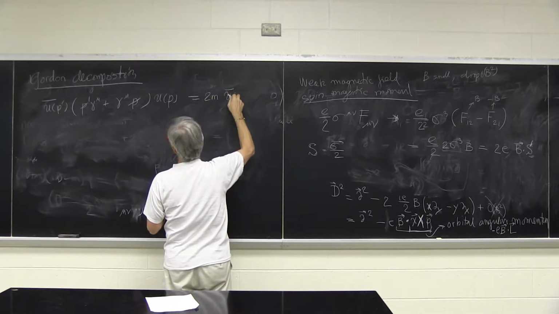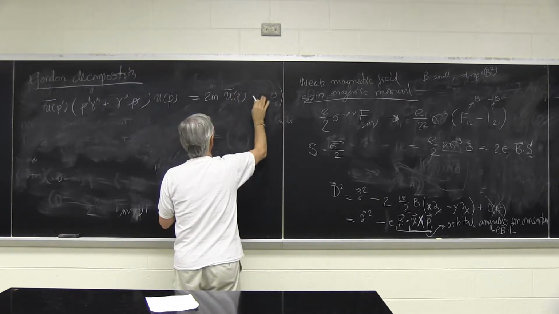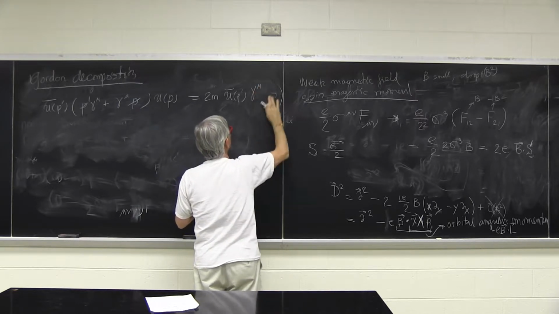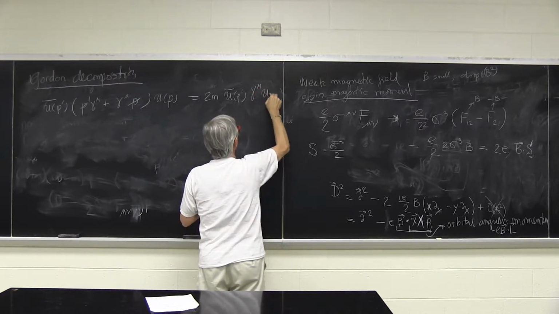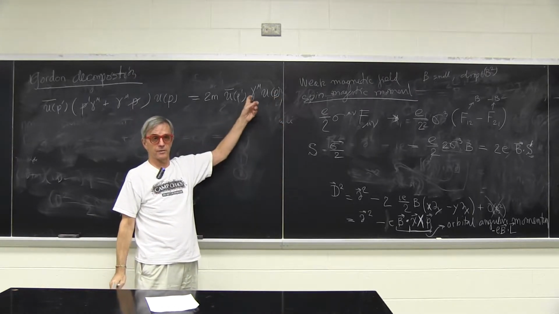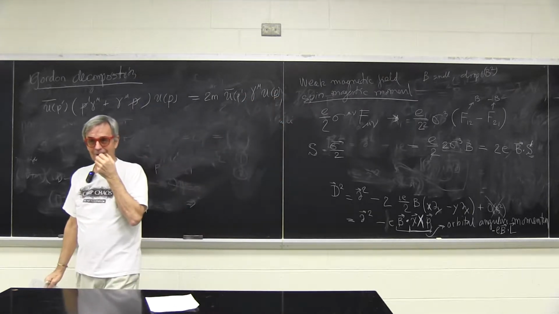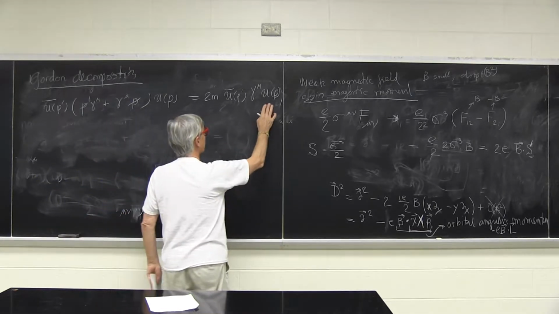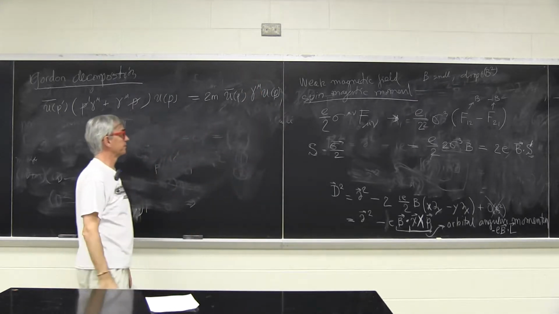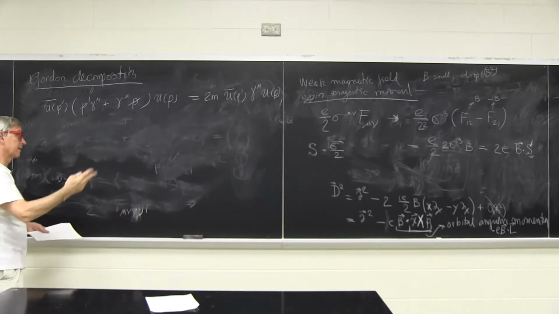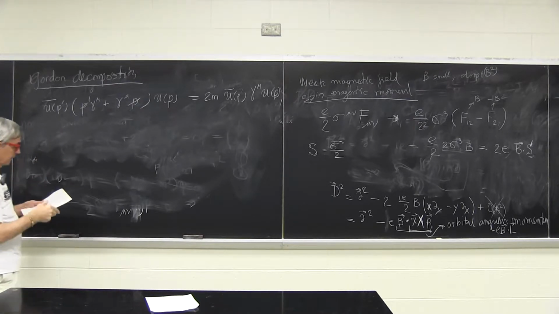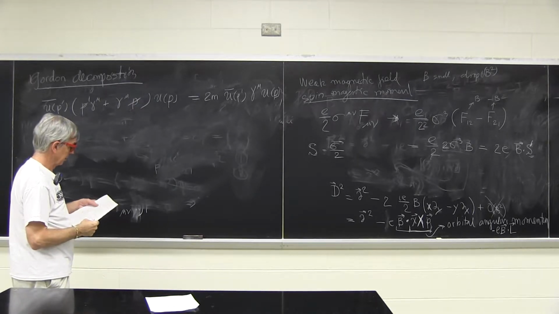u bar p prime gamma mu u p. And if you remember, this is the form that the vertex took for coupling of, let's say, positron, electron, and a gamma mu, or electron in, electron out, and vector potential, of electromagnetic vector potential.